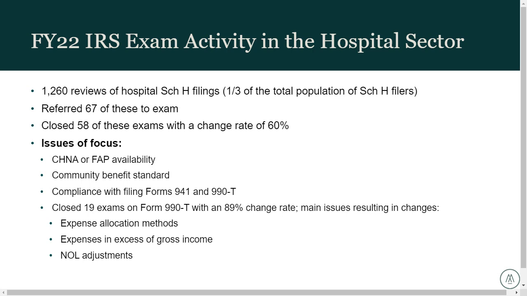The main issues, of course, are usual culprits that we've seen in past years: expense allocation methods, which the IRS often targets, overall expenses that are in excess of income, and then net operating loss adjustments. We're entering our third round of CHNA requirements for this year under 501(r) with many of our hospital clients, and so we expect that the IRS will continue to review Schedule H with interest.